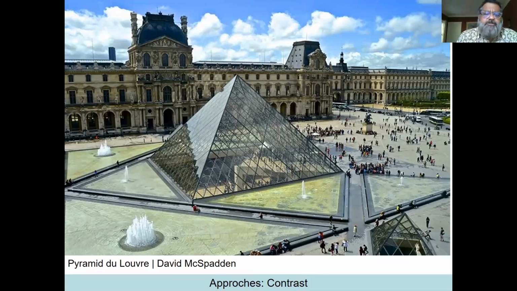Then the other approach is contrast. And this is happening outside, but it can also happen inside. This is a classic, the Louvre Pyramid. As you know, I'm not going to spend too much time on it. It is I. M. Pei's creation in the middle, in the heart of the Louvre. Parisians, I hear, are not too fond of this pyramid. It completely contrasts the setting.